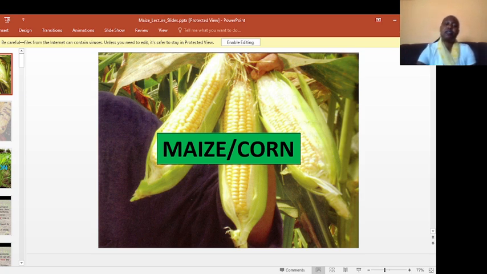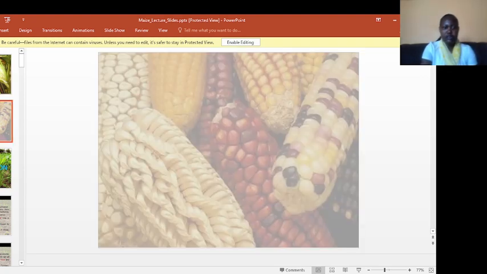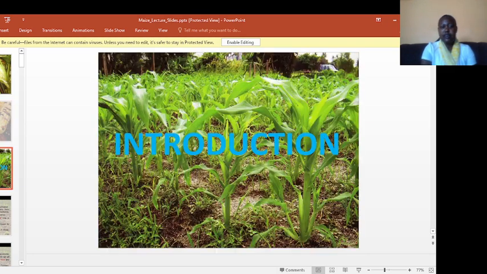I am going to take you through crop production. And under crop production, we are looking at maize, or Zea mays. That's the scientific name. Here is the picture of the maize, and then here is the maize fully ripened. And here is the maize plant in the field.